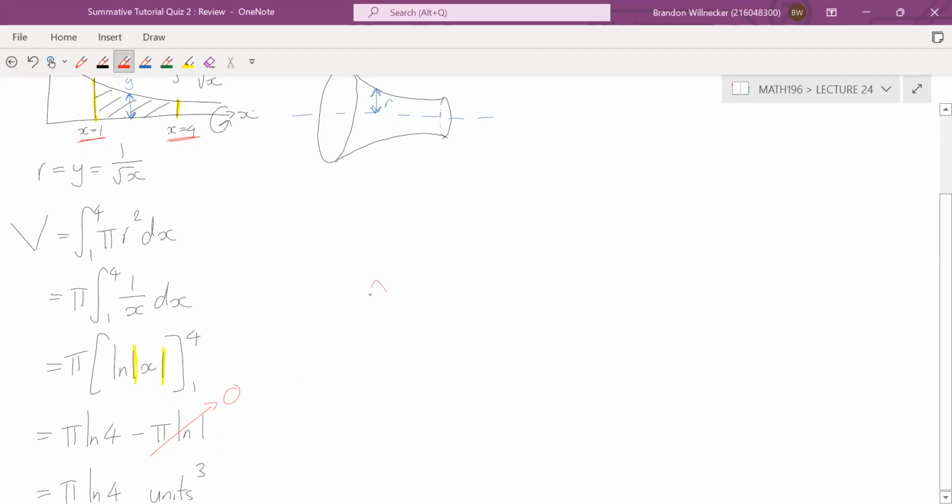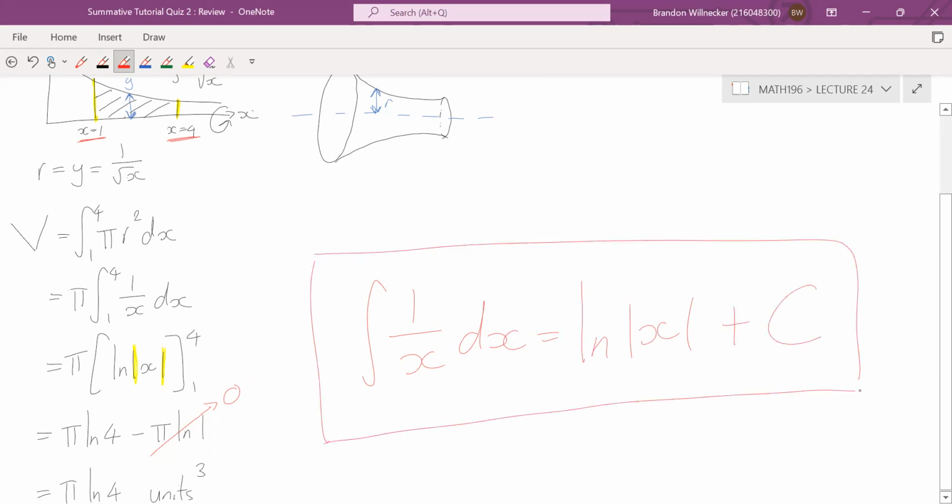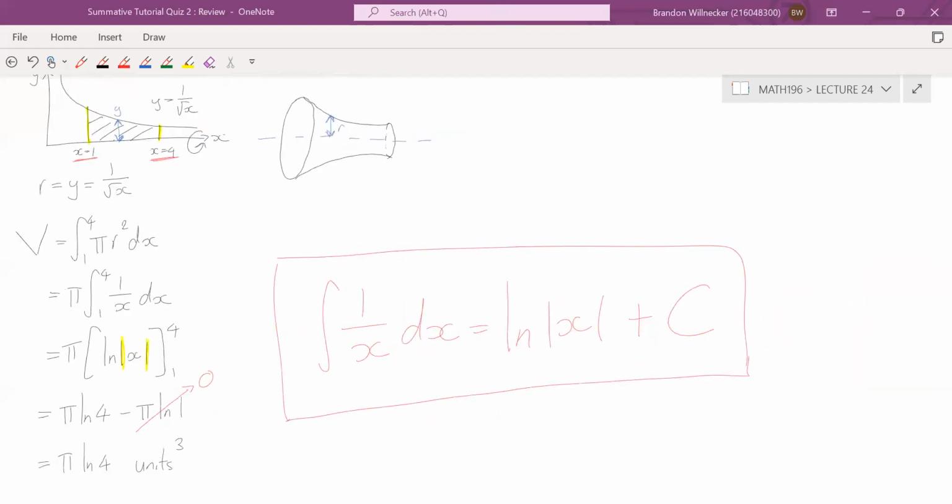So the integral of 1 over x is the natural log of absolute value of x plus c. It's one of the integrals that we've covered before. You just need to remember the antiderivative or the integral of 1 over x. It's somewhere in your notes at the beginning of the integral section. Any other questions?